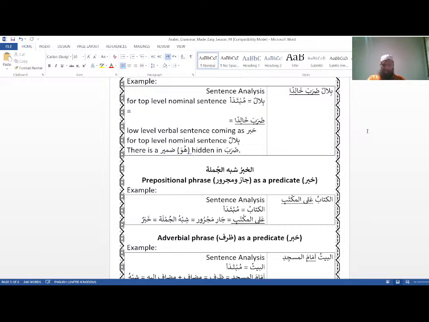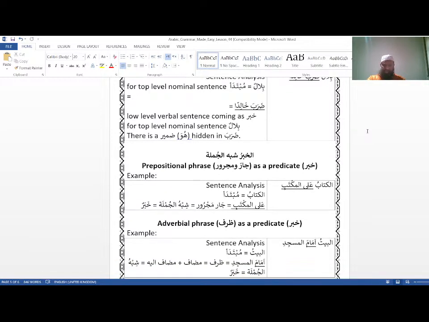Okay. So amam al-masjidi, the house is in front of the mosque. If we analyze: al-baytu is the mubtada, amam al-masjidi is a dharf, again mudaf and mudaf ilayh. Amama is mudaf, al-masjid is mudaf ilayh, which becomes the dharf, and that becomes the shibhul jumla, and then that becomes the khabar of al-bayt.